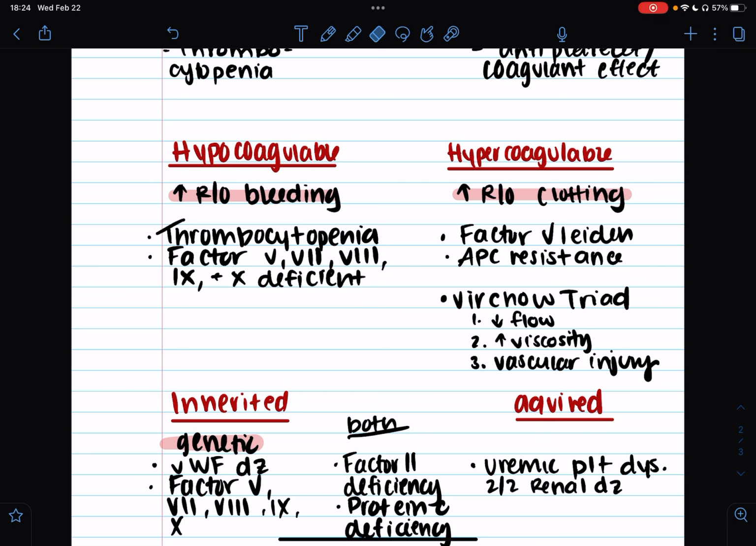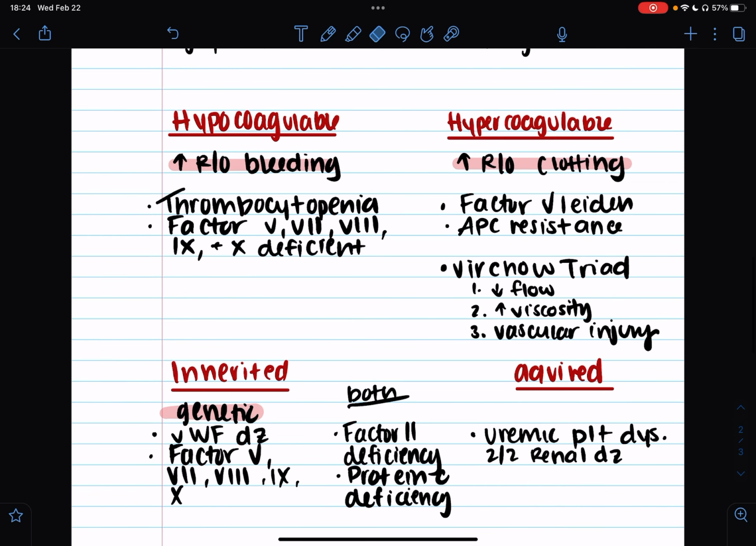Hypocoagulable states versus hypercoagulable states. So hypocoagulable, they're going to be at increased risk of bleeding, versus hypercoagulable, they're going to be at increased risk for clotting. So hypo is going to be thrombocytopenia, any deficiency of factor 5, 7, 8, 9, or 10 will lead to a hypocoagulable state. For hypercoagulation, examples would be factor V Leiden or APC resistance.